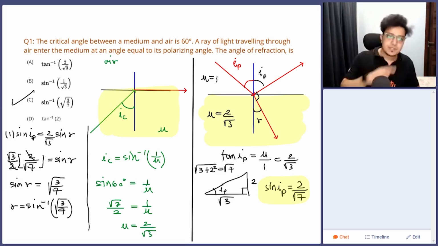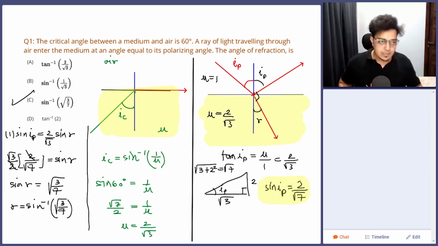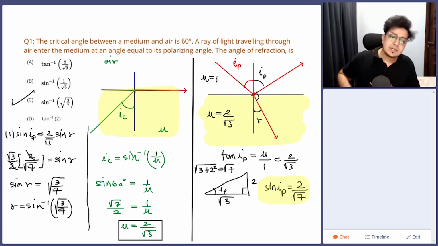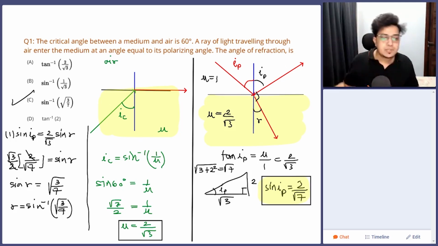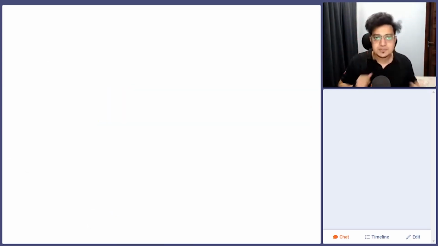Clear? So first we use the critical angle concept to find the refractive index. Then we use Brewster's law to get the tan of IP. Tan of IP doesn't help us directly, but it helps us to get the sine of IP value. And the main calculation was using Snell's law to get the angle of refraction when light goes from air to that medium. Okay, let's move on to the next question.